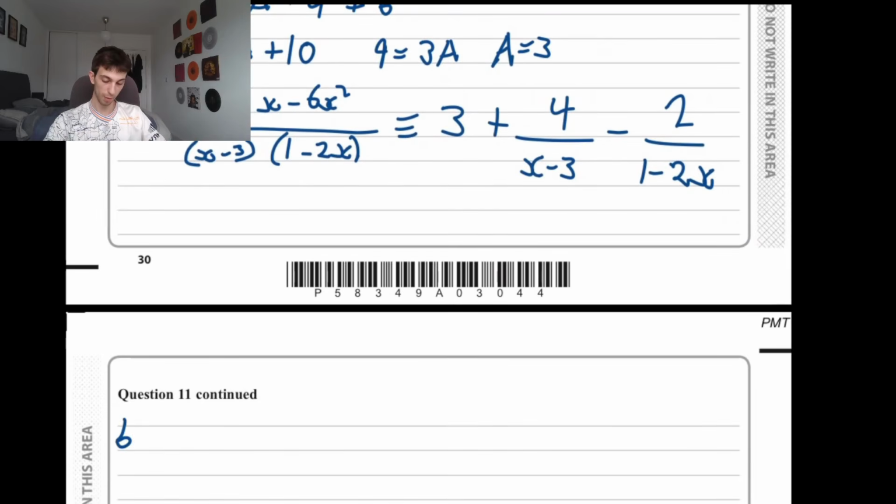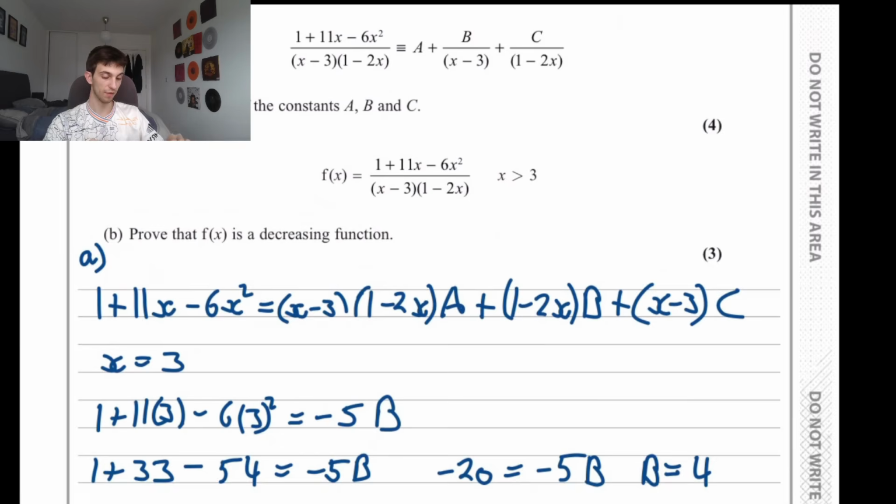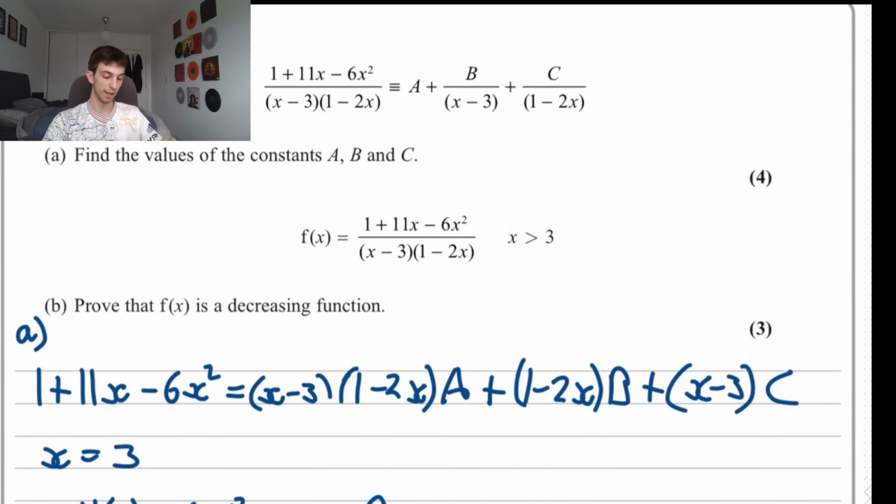Now moving on to part B, what do we have to do? For part B, they want us to prove that f of x is a decreasing function. f of x being what we had in part A, 1 plus 11x minus 6x squared over x minus 3 multiplied by 1 minus 2x.